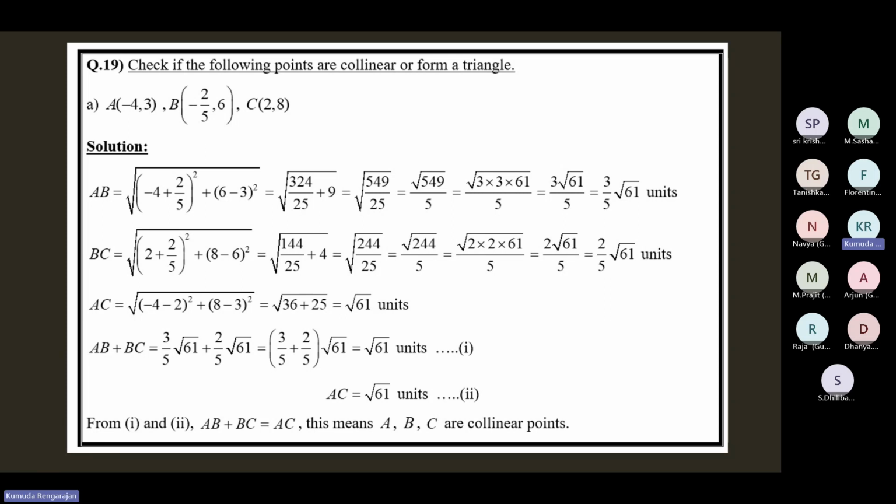Shashank, can you tell me where I should help you? No, I found my mistake. I did wrong in the symbols. Oh, okay, okay. Yeah, you can take a picture of this.